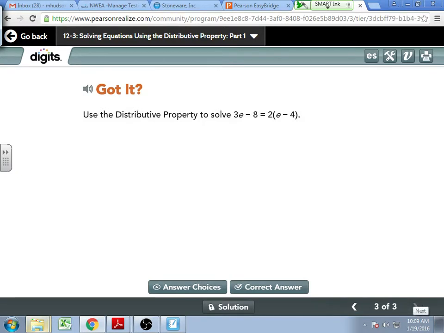Try this on your own. Solve for E. I do not have them done grading yet. You'll get those back tomorrow. Try this on your own. Solving for E.